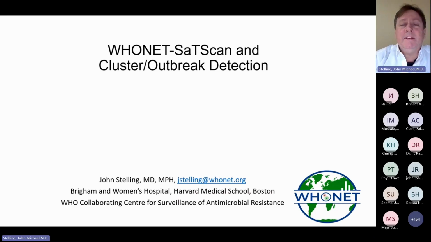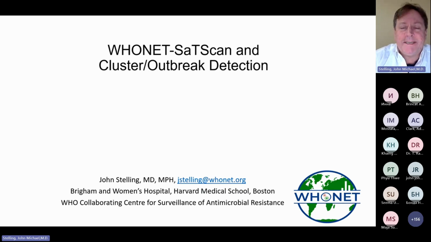So the subject of today is WHONET and SaTScan for the detection of clusters or outbreaks. SaTScan is a free statistical software made by Martin Kulldorff. He did that here in Boston with the Brigham and Women's Hospital, and also with Harvard Pilgrim Healthcare and the New York City Health Department.